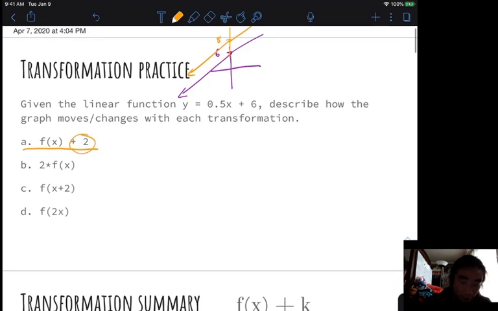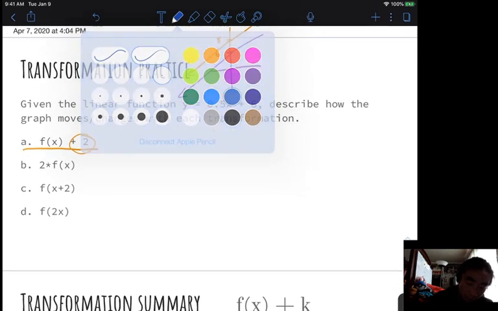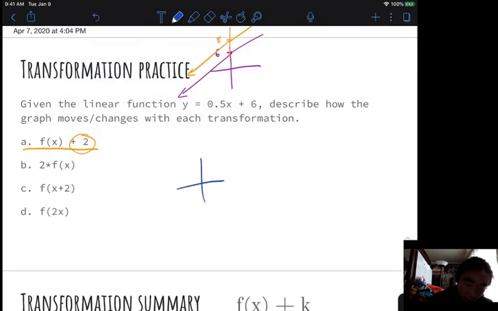Then the second part, over here, let's draw our original line again. There's your 6, here's your slope, positive 1/2. And now we're multiplying everything by 2.